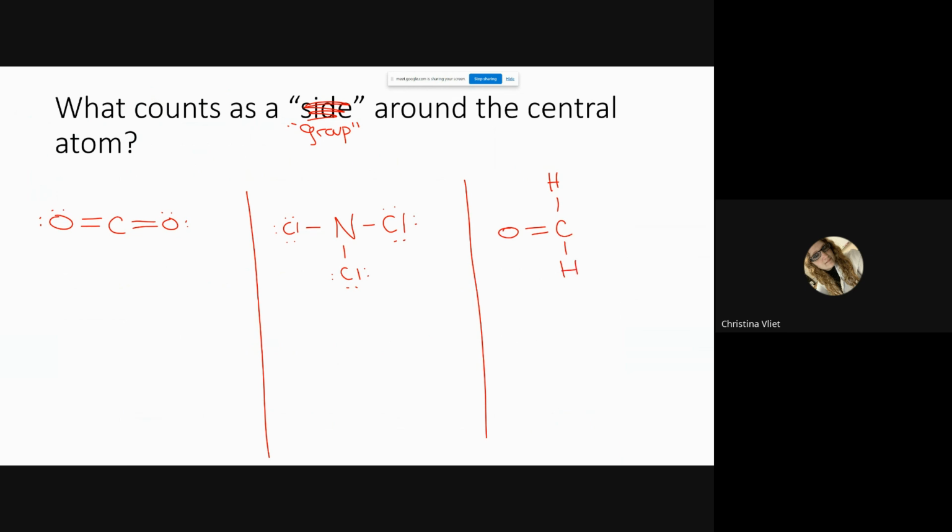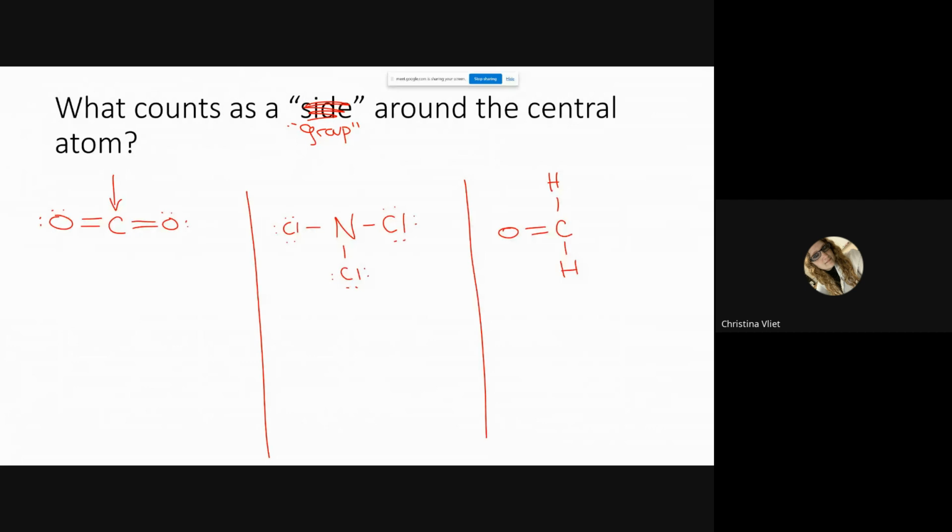Okay, we're going to do one at a time. The one on the left. The question is, how many groups of electrons do you see in the molecule on the left? That's this one. How many groups of electrons do you see around the central element? The question is, what counts as a group? And so this is where we've got to be real careful, because this is where we can make a big mistake.